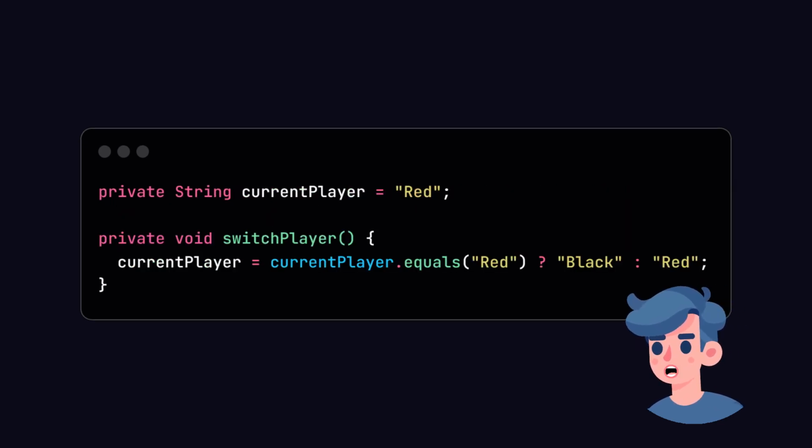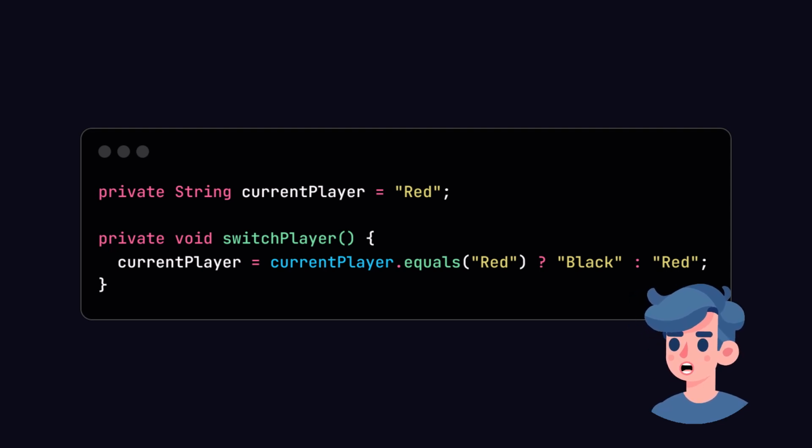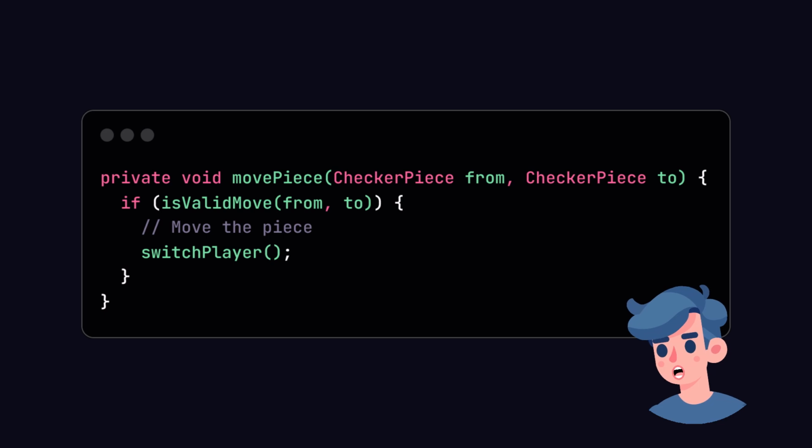Next, we should implement a simple mechanism to switch players after each turn. This involves maintaining a current player state. After every valid move or capture, invoke the switch player method to alternate turns between players.